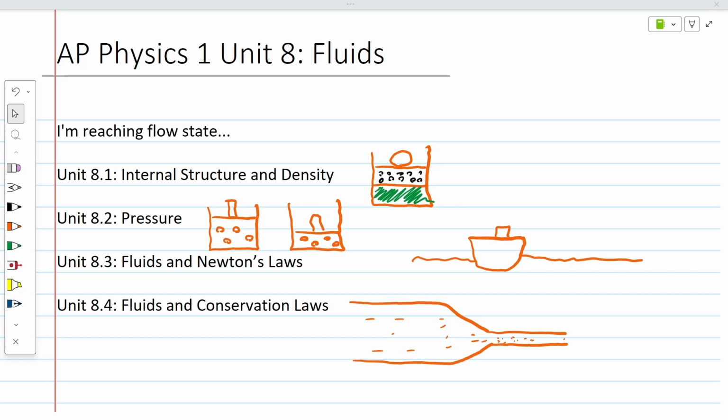So this is actually a newer unit of AP Physics. When I took it, it was not there. So it's kind of interesting. Very different from all the other units in my opinion. But yeah, so feel free to jump around as you need. The timestamps will be in the description.